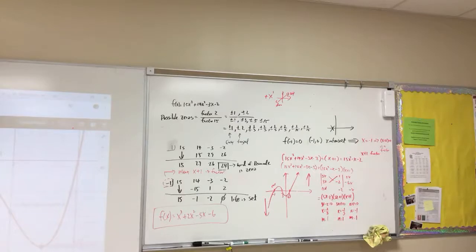Does one work? It worked? If -1 is a 0, that means the factor is what? X plus 1. Good. So those are the things that you need to know. They are always opposite signs.